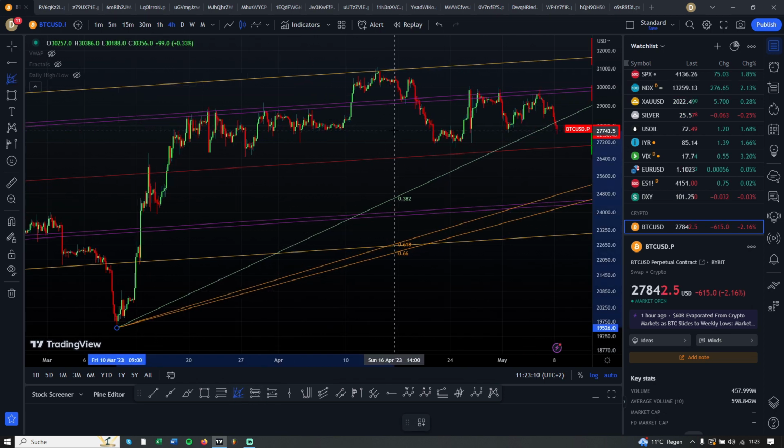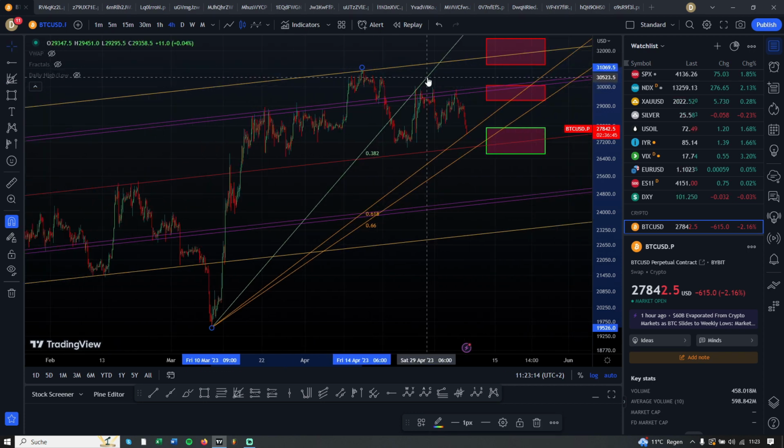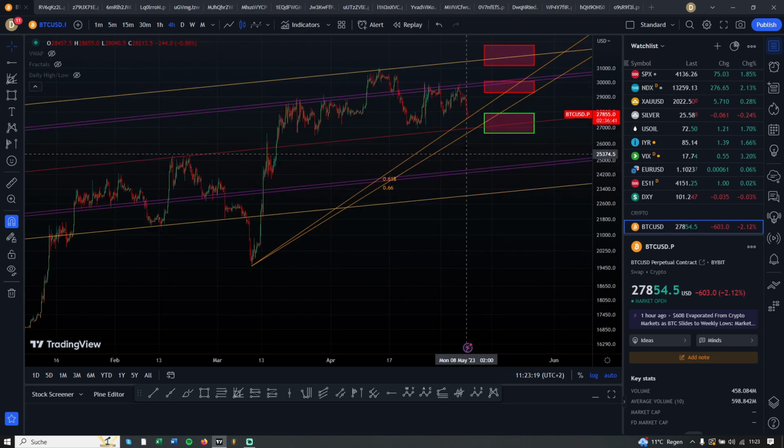speed fan from here to the top, and here we can see the 382 is already broken, not important, perfectly on the 618, also coming in this green box, within this green box here as support.